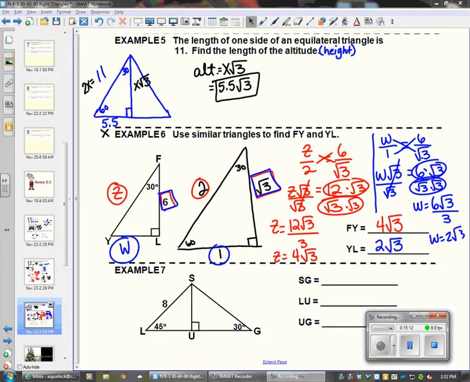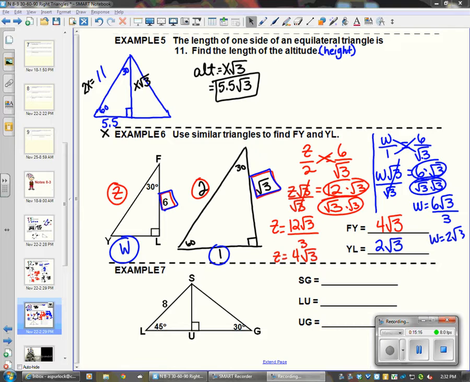All right, last example, number 7. On number 7, hopefully you're recognizing that there's actually a couple of triangles here. What are you seeing? We've got a 45, 45, 90 over there on the left, and then on the right we've got the 30, 60, 90. So we've got to kind of remember what we talked about yesterday as well as what we've learned today. Where do you want to start?